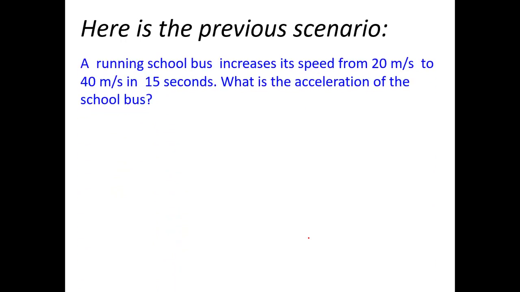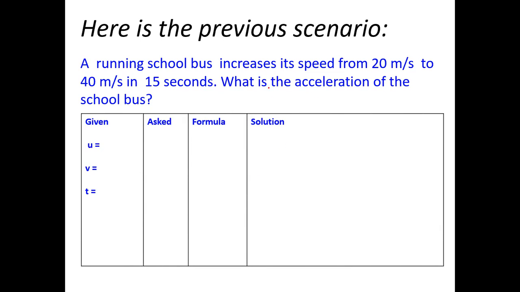So moving on, if we look at the previous scenario, what is the acceleration of the school bus if the speed increases from 20 meters per second to 40 meters per second in 15 seconds? All right. As you can see in this problem, you are given two speeds, 20 meters per second and 40 meters per second. If you look at the given, you have U, V, and T. Remember, U is the beginning velocity. Which one of these two numbers is the beginning velocity?